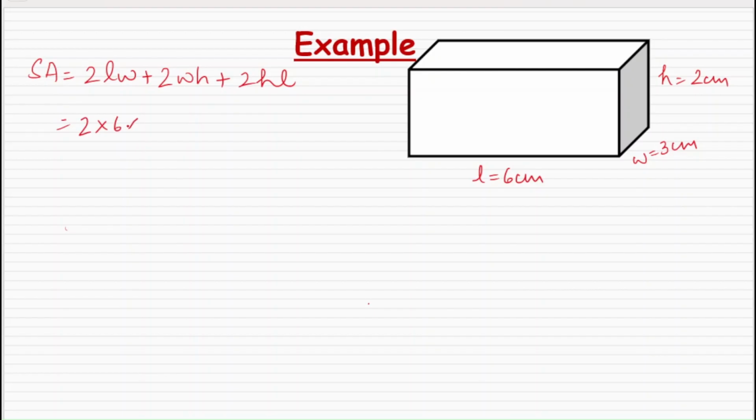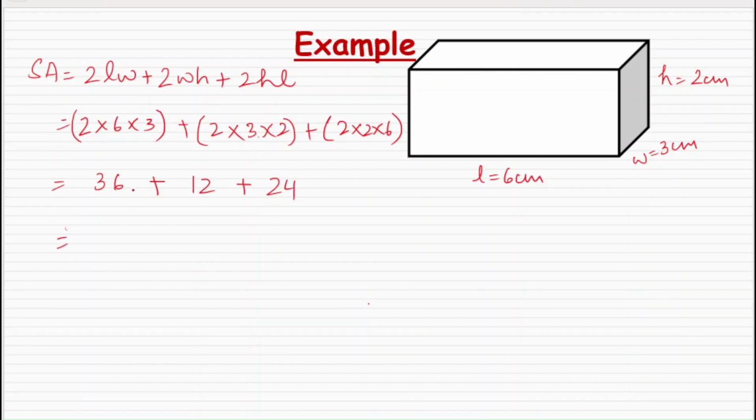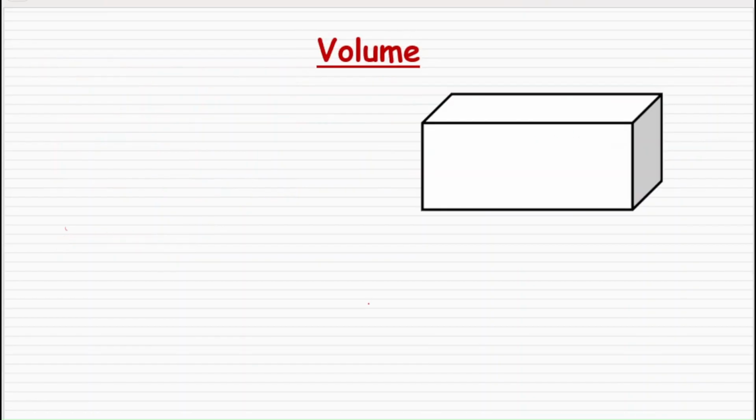Length is 6, width is 3, plus 2 times width is 3, height is 2, plus 2 times height is 2 and length is 6. So 2 times 3 is 6, 6 times 6 is 36, plus 2 times 3 is 6, 6 times 2 is 12, plus 24. So it will give me 36 plus 12 plus 24, which is 72 centimeters square. That is the surface area of this rectangular prism. All good. Let's go on to the volume.